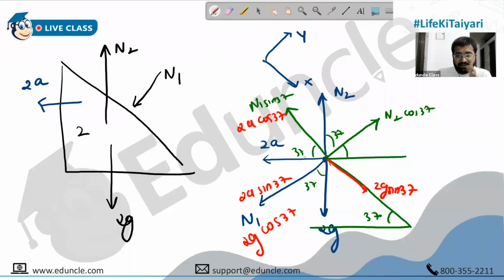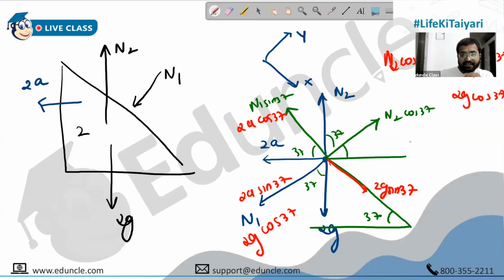Now let's talk about the x-axis and y-axis. Since you have applied pseudo force, total up should be total down and total right should be total left. There is no acceleration right now. You don't know because you are inside the train. Okay. So total up, N2 cos 37, is total down: 2a sin 37 plus 2g cos 37. And total left is total right.